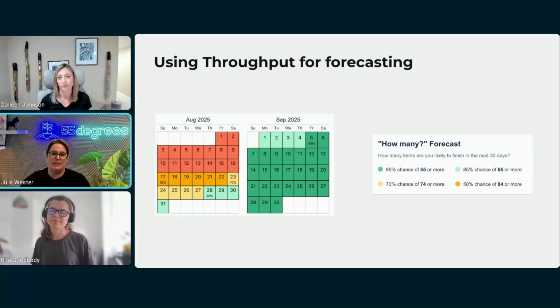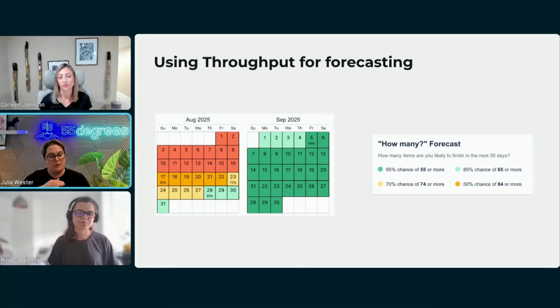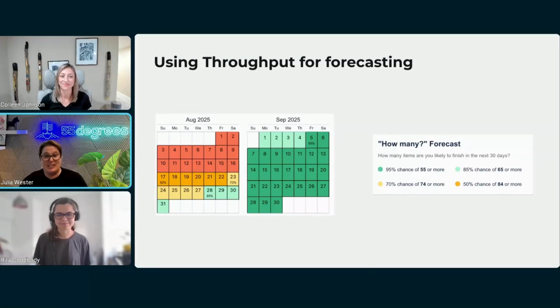And for the Monte Carlo when, we show you a calendar. And so we're able to see that number of items that you want to finish. What's the likelihood that you'll finish those on any given day? And so you can look exactly at that day and see if it's a good likelihood or a bad likelihood. And then you can have great discussions about that, right?